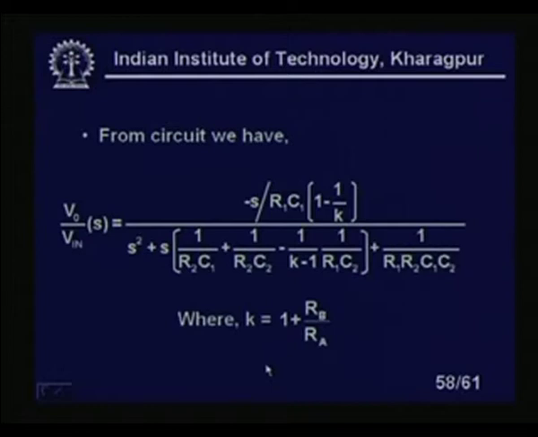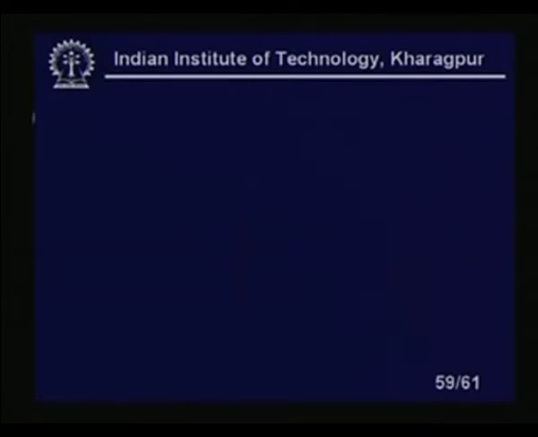You see from the circuit I can write V0(s) by Vin(s) as minus s upon R1 C1, minus 1 minus 1 upon K, s square plus s times (1 upon R2 C1 plus 1 upon R2 C2 minus 1 upon K minus 1 upon R1 C2) plus 1 upon R1 R2 C1 C2. Here K equal to 1 plus RB by RA. These two resistors are different, and I want to distinguish it from the positive feedback topology. That is the reason we have given the names RB and RA.